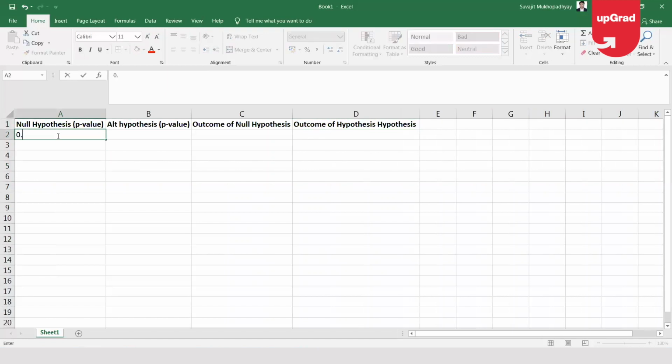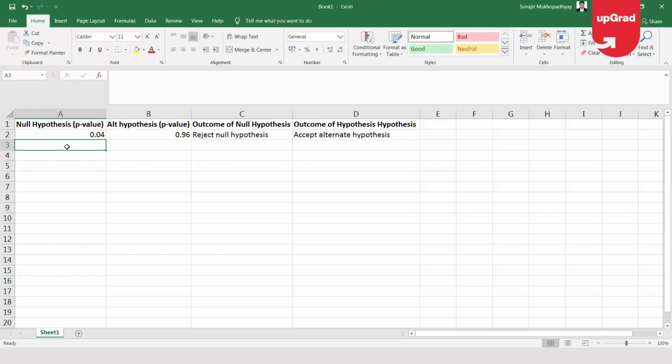So now say my null hypothesis is 0.04, which means my alternate hypothesis is 0.96. So outcome of null hypothesis is reject null hypothesis. And this is rejected. We can say that we can accept alternate hypothesis.